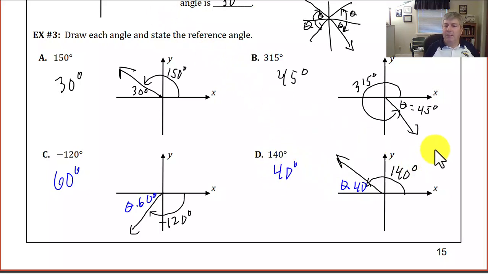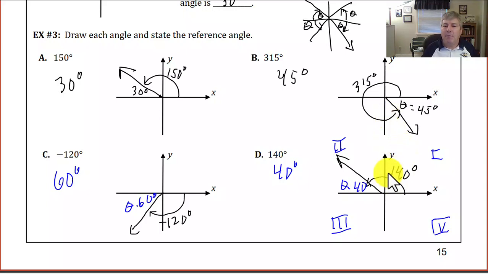And I do make a big deal about the quadrants because those are going to be important for us in trig. Knowing which quadrant we're in: location, location, location. Trig is a lot like real estate, and knowing if we're in the first, second, third, or fourth quadrant is going to be critical to our studies.